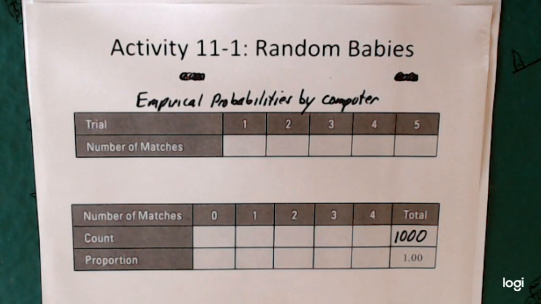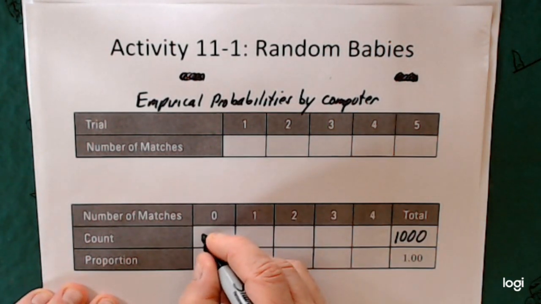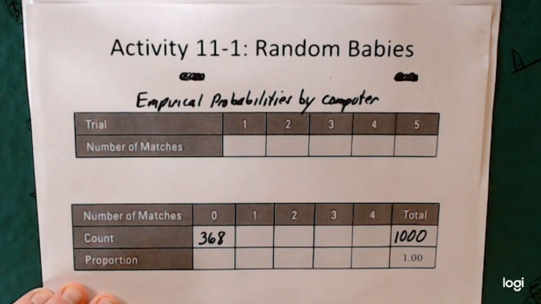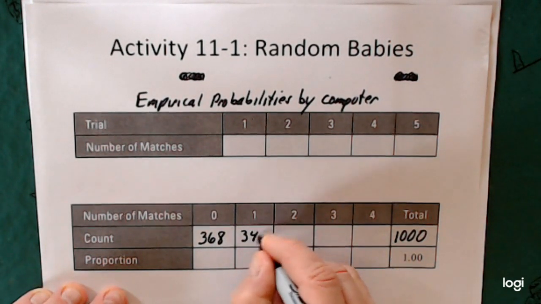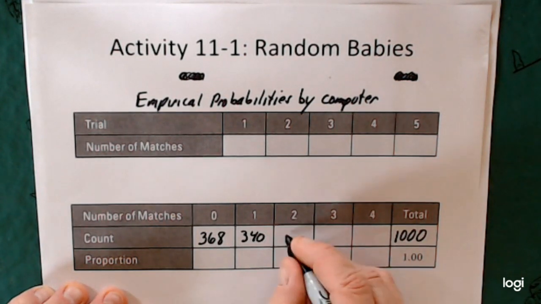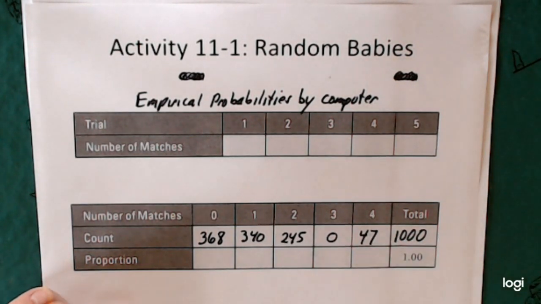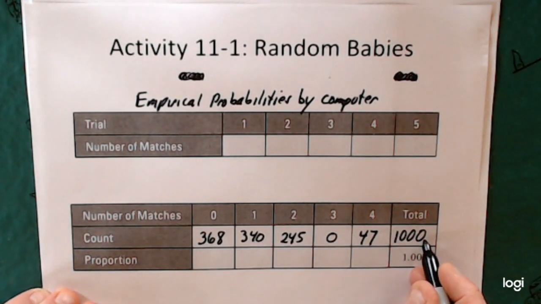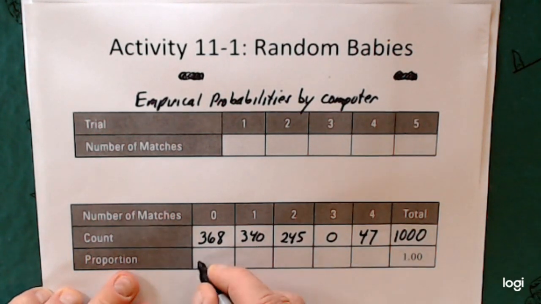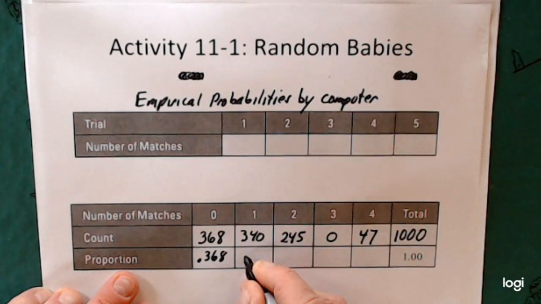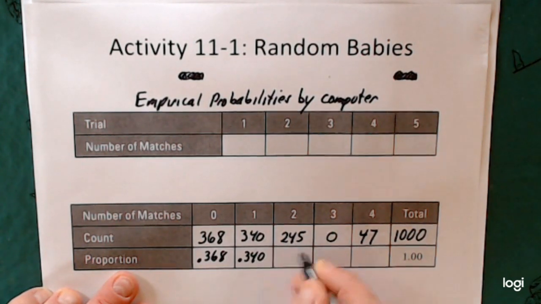In our frequency table: 368 times we got no matches, 340 times we got 1 match, 245 times we got 2 matches. We never got 3 matches, which is theoretically impossible. And we actually did get perfection: all the parents got the babies back 47 times. Then we can calculate our proportions, and because we did 1,000 trials, that makes life easy. 368 over 1,000 is 0.368. 340 over 1,000 is 0.340.